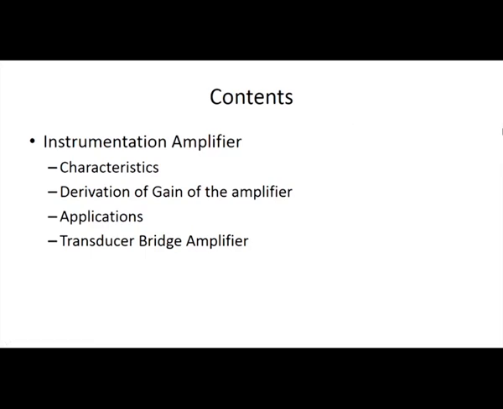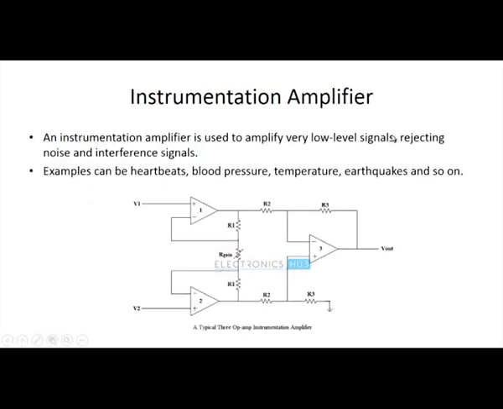In this session we are going to discuss the instrumentation amplifier: its characteristics, the derivation of the gain, applications and the transducer bridge amplifier. An instrumentation amplifier is used to amplify very low level signals while rejecting noise and interference signals. Examples can be heartbeats, blood pressure, temperature, earthquakes and so on.